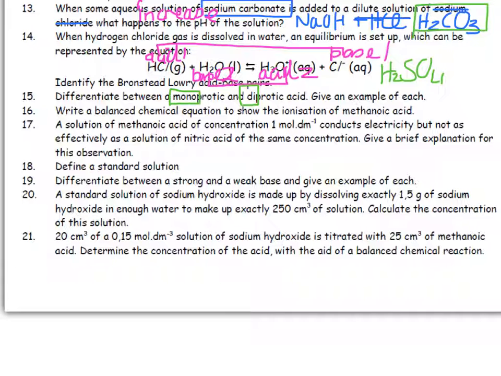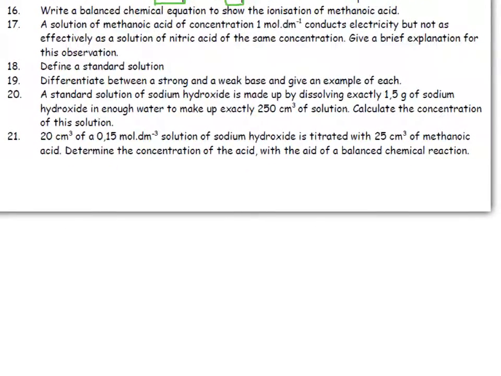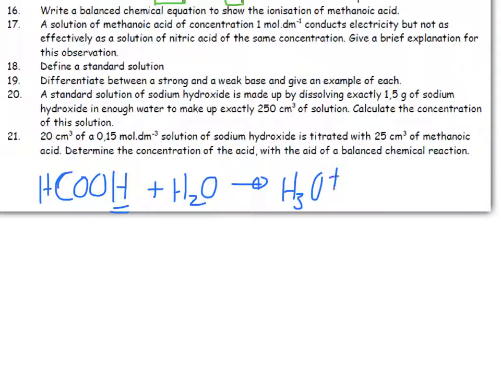Write a balanced chemical equation to show the ionization of methanoic acid. Now, methanoic acid, when it ionizes, is going to have to react somehow with water. So let's put that methanoic acid into some water. So it's going to be HCOOH, and this hydrogen is going to be involved in the ionization. Add some water, and you're going to get H3O+, because the proton gets donated, plus you're going to get HCOO-, and that is the forming of ions of methanoic acid. It doesn't go very well because it's a weak acid.